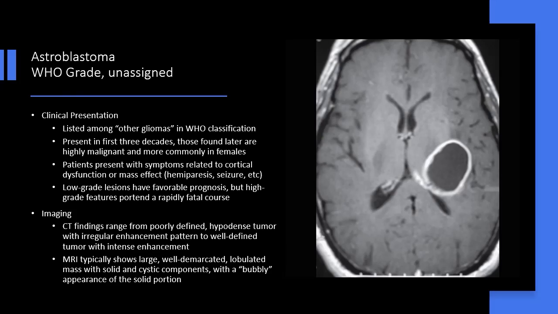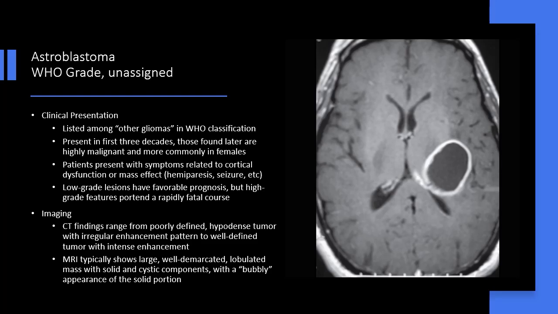Astroblastomas are extremely rare tumors that are included in the World Health Organization classification under other gliomas. However, they do not currently have an official assigned grade. Although described in 1930, controversy remains regarding these tumors being a distinct entity, given their rarity and that many of their features can be found in other neoplastic lesions. Furthermore, many tumors exhibit low-grade characteristics, however some do exhibit high-grade features, further complicating its classification and grading.